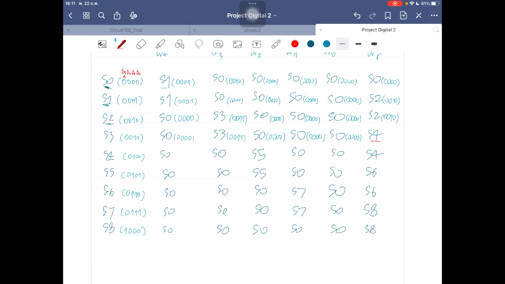Like this, state 4. We now name state 4 here, then write it here. State 0. State 5, what's its name? Its name is 0101. State 0, name 000. State 4, name 0100.